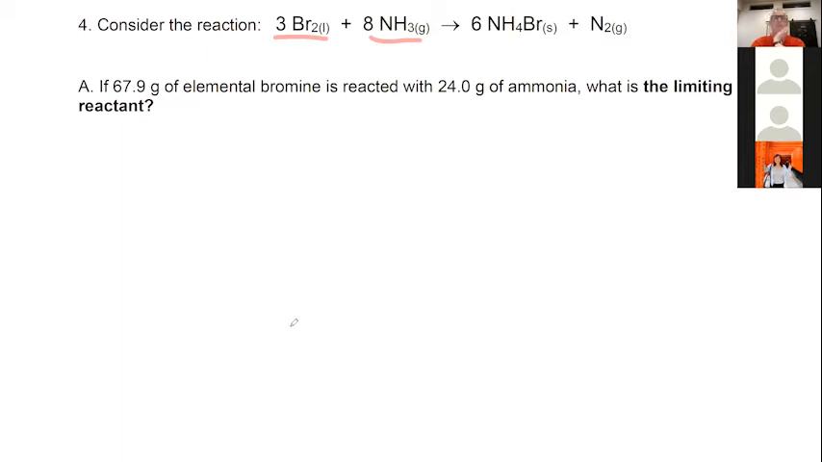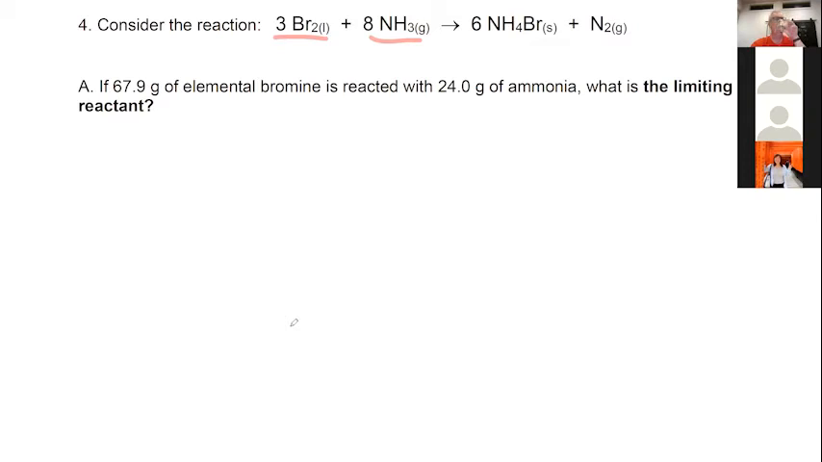Okay, that works. I'll just show you how I do it, and maybe we'll get the same answer. But what does it mean to be the limiting reactant? If the reactant is limiting, what does that tell you about the amount of product you get?